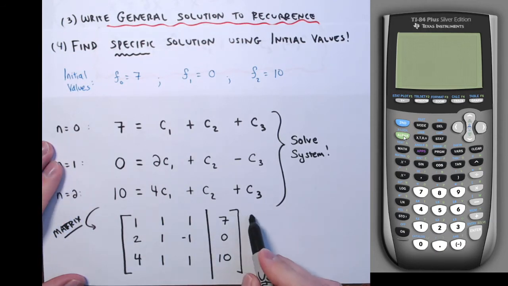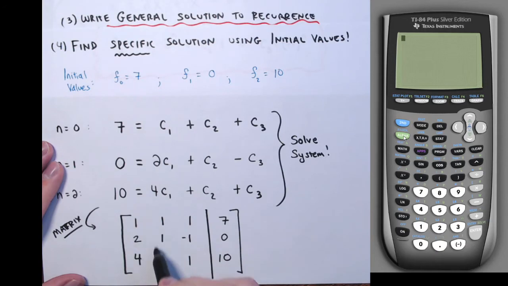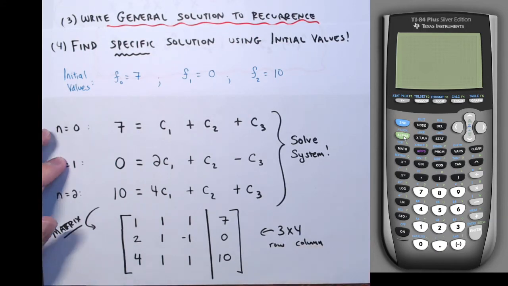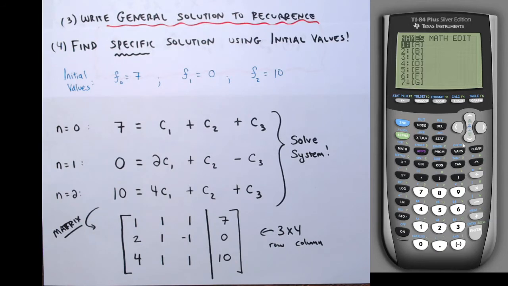Now this is a 3-row, 4-column matrix. This would be called a 3x4 matrix. 3 rows, 4 columns. I'm going to go and enter this. So above the X inverse button, there's a thing that says matrix. I go second, hit that little inverse button, go to the matrix menu. Then I want to make one. So I go over to edit, enter on edit.